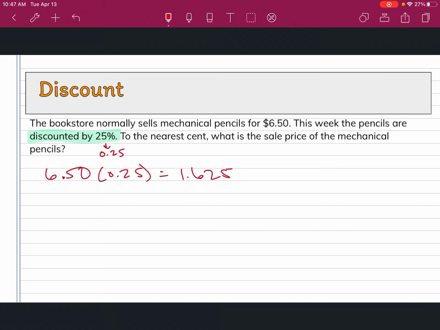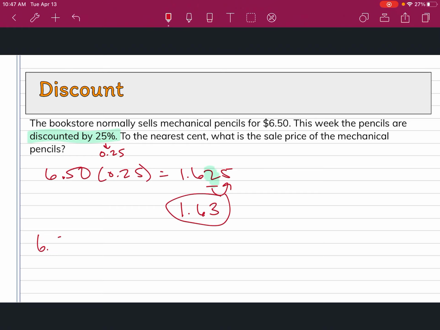1.625. Now, I know I have to round to the nearest cent. Now, money always rounds to the nearest hundredths place. So I'm going to look to my thousandths place to round. If it's below 5, I keep it the same. If it's 5 and above, I round up. So because it's a 5, I'm going to do 1.63. So that's my discount.